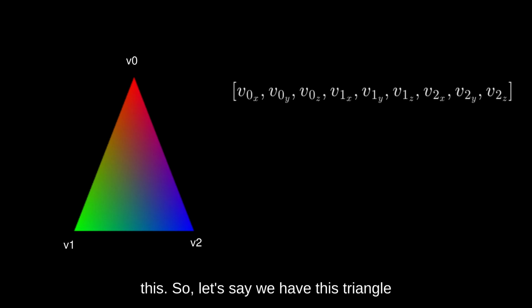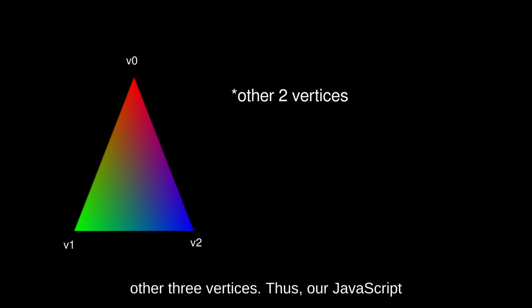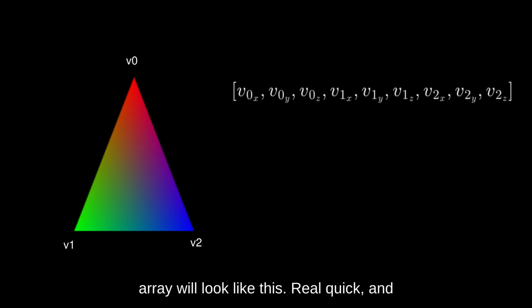So let's say we have this triangle with vertices v0, v1, and v2. We know that each of these vertices will have an x, y, and a z component. So we'll represent this as v0x, v0y, and v0z, and likewise for the other two vertices. Thus, our JavaScript array will look like this.